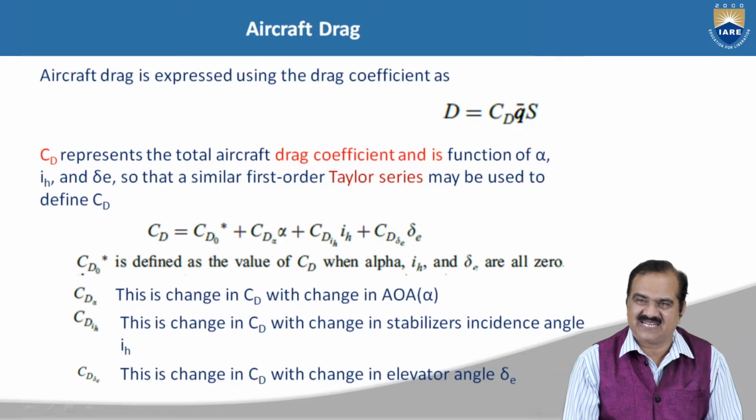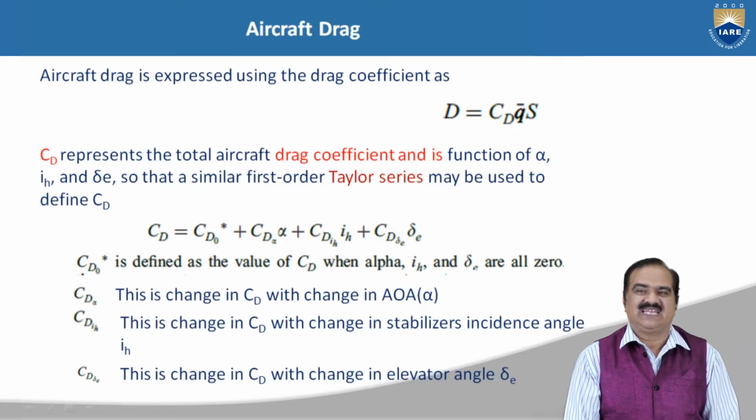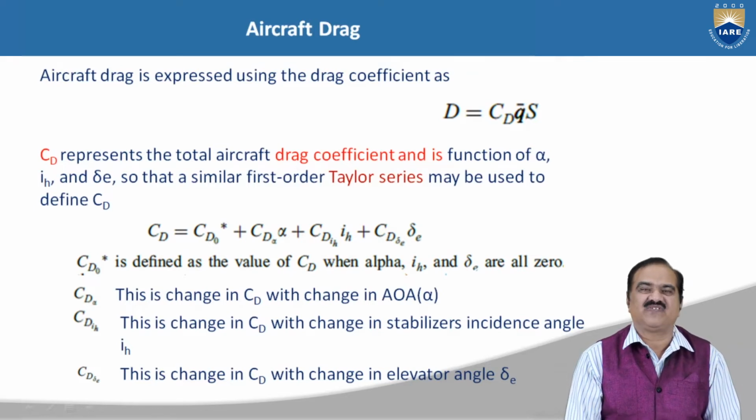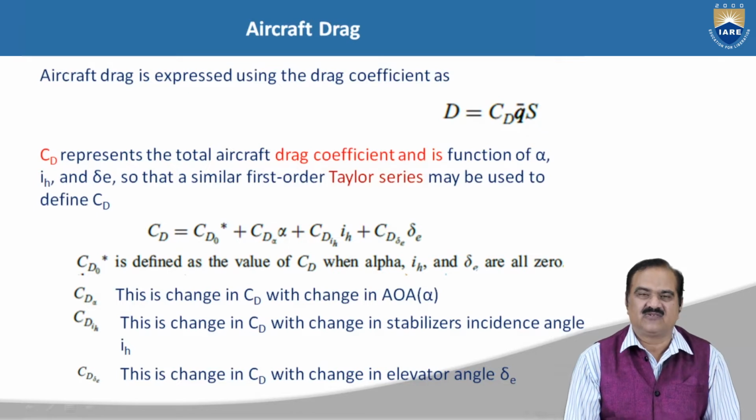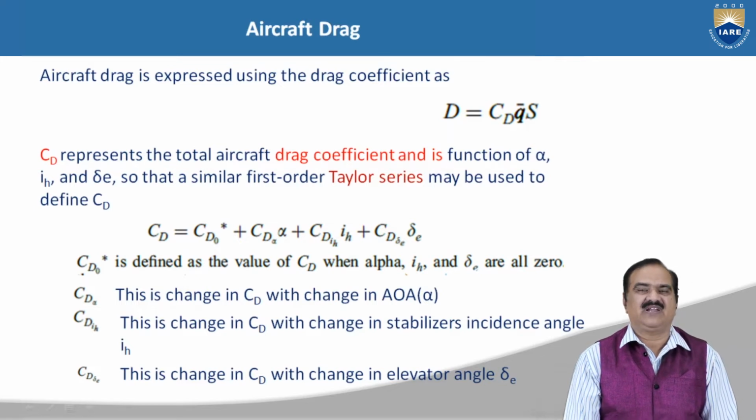Here we have another term, which is CD alpha. This CD alpha is a derivative, which is the change in CD, the coefficient of drag, with change in angle of attack alpha. So this is CD alpha, it is a derivative. This indicates that if a variation of angle of attack happens, a variation of coefficient of drag will also happen. So this is a very important parameter to study. All the derivatives are very important, which give the status of the aircraft in different conditions.